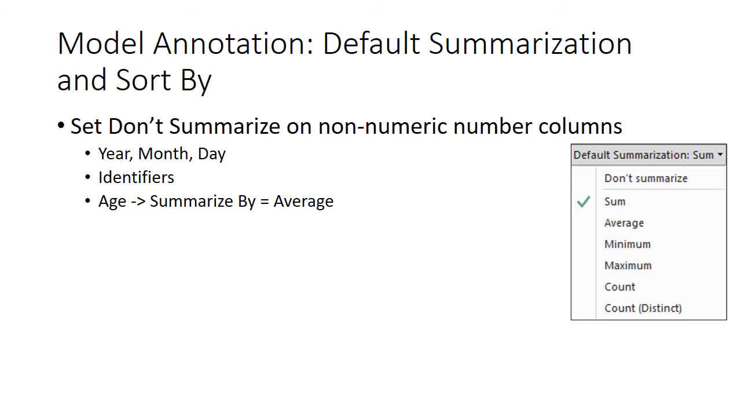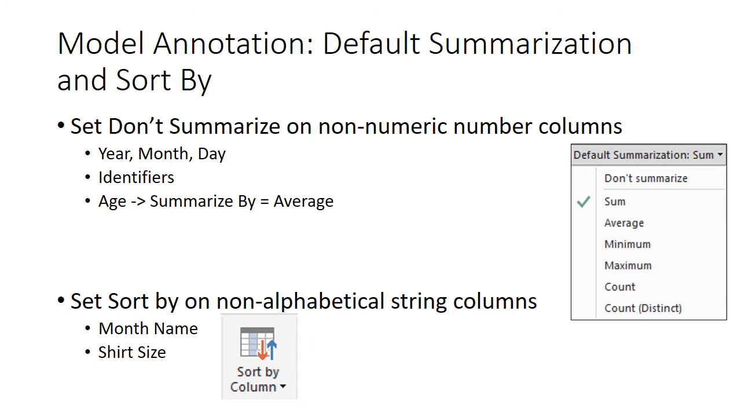Next, you'll want to set the default summarization and sort by properties on select columns. As you saw in the previous lesson, there are times when Power BI will automatically aggregate numeric columns. To override this behavior for columns which are technically numeric but don't really act as numbers, you'll want to set the default summarization property to Don't Summarize. You'll want to do this for year, month, and day columns, and columns that contain numeric identifiers. There are other cases where automatic summaries are desired, but the correct default aggregate is not a sum. For example, when summarizing ages, you'll likely want an average rather than a sum.